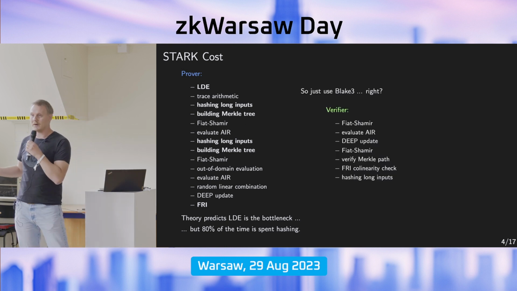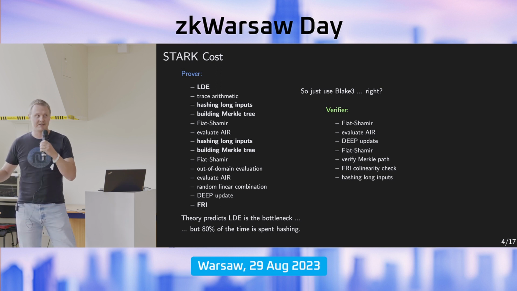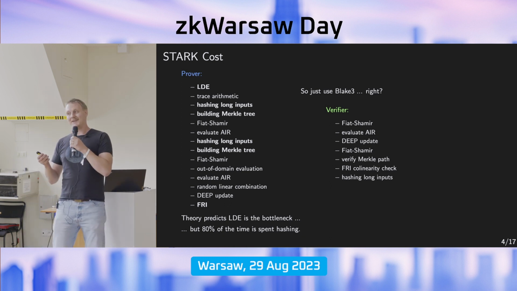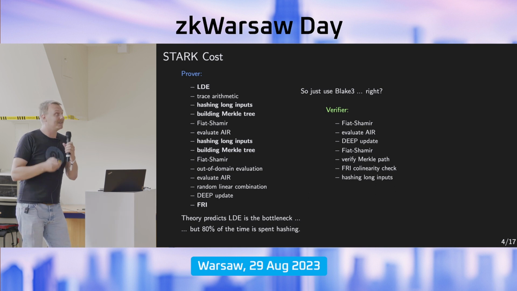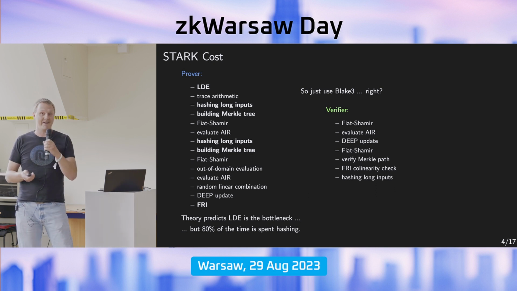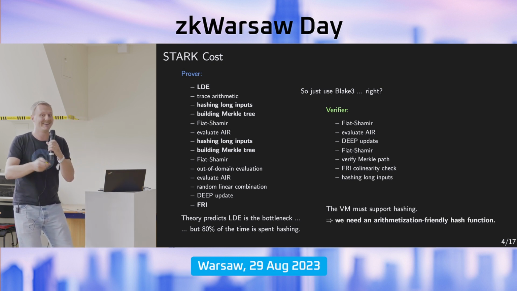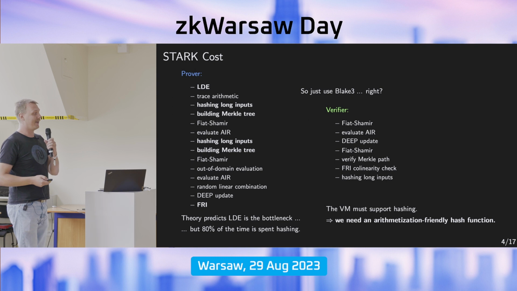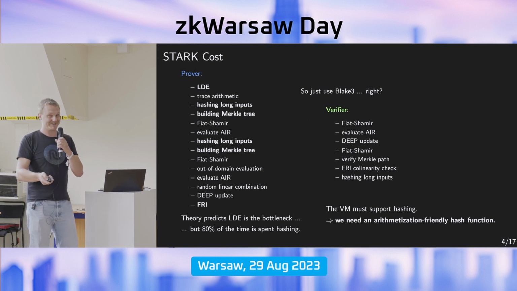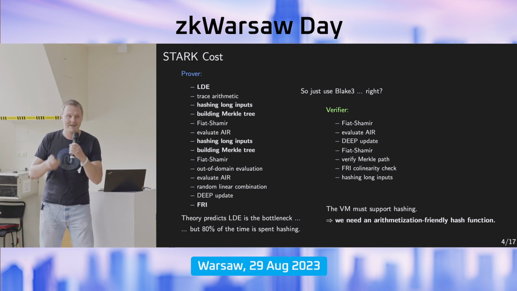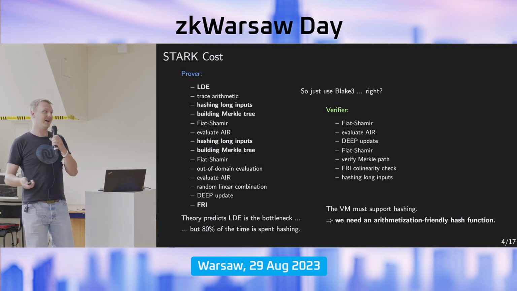So if we want faster Starks, we just switch to Blake 3, right? That's the fastest hash function, isn't it? Well, unfortunately, that's only half the picture, right? Because we want a verifier, and this verifier has to run in the VM. And so the VM has to support hashing, because the verifier needs to do hashing in order to verify the proof. And so we need an arithmetization-friendly hash function.